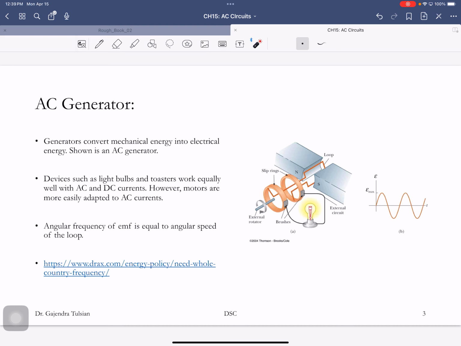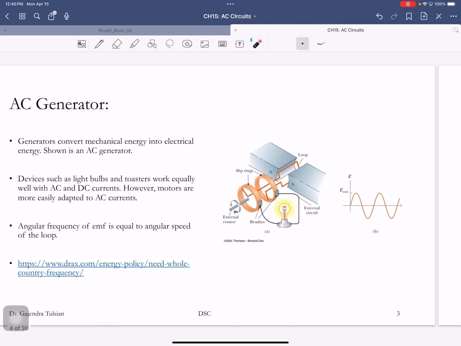Now, you're getting an AC signal here. And it turns out that the angular frequency of this signal is equal to the angular frequency at which this thing is rotating. All right, so this is how you get an AC signal.